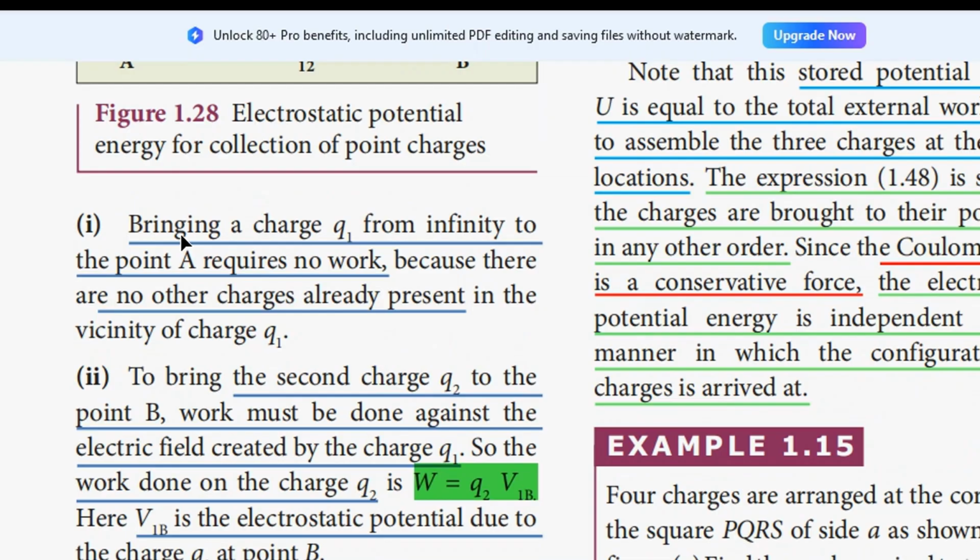So in the first case, bringing a charge Q1 from infinity to the point A requires no work because there are no other charges already present in the vicinity of charge Q1.